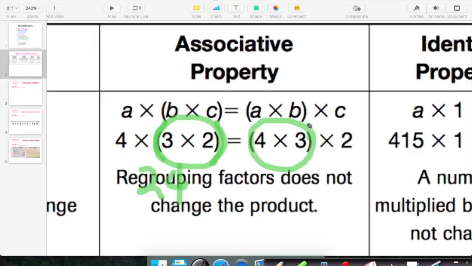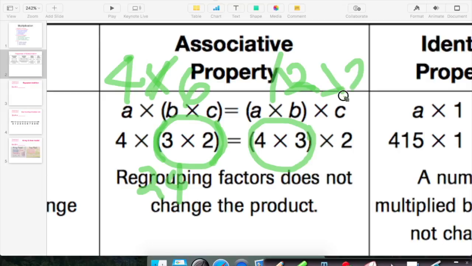So we have here 6, and this is 4. If you multiply that, that's 24. Here you get 12 times 2, that is still 24.